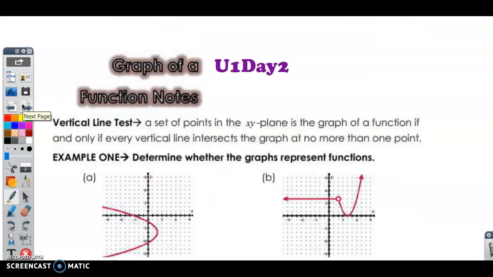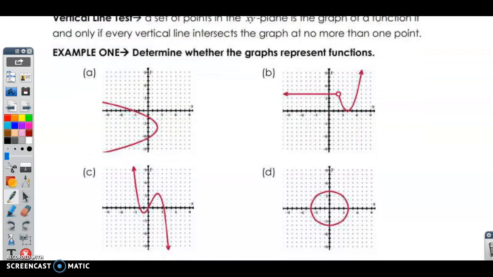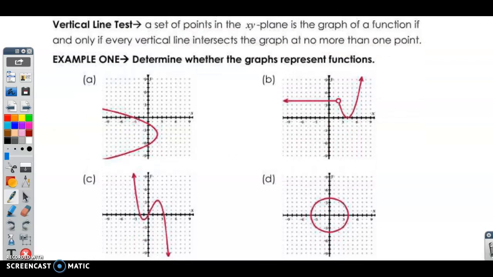infinity. All right, so we are going to move on to the graph of function. So the way we check to see whether the graph is a function is we use what's called the vertical line test. Basically, if you can create a vertical line anywhere and it crosses the line more than once, that is not a function. So not a function, boom, that's a function, boom, that's not a function.